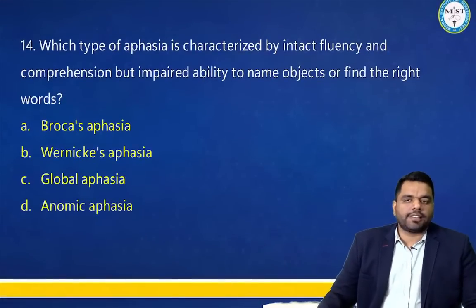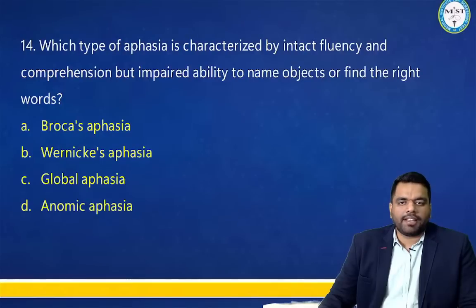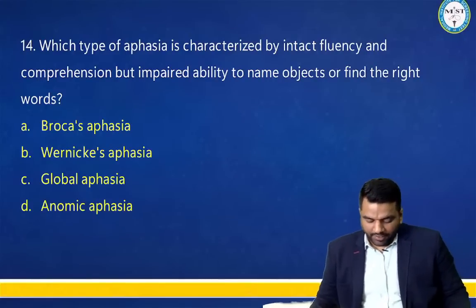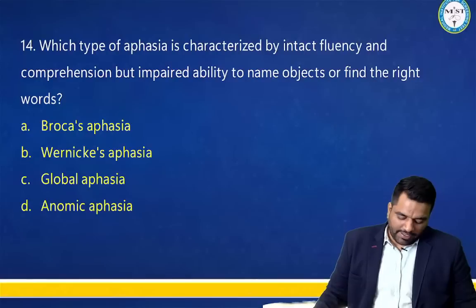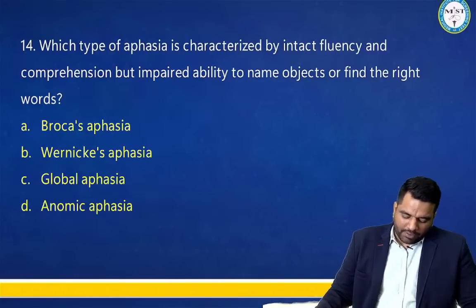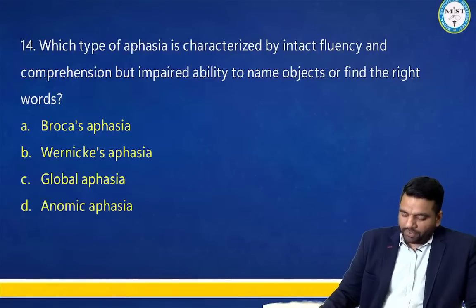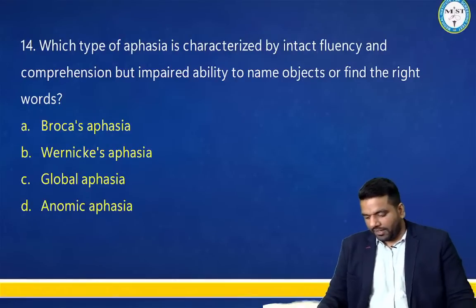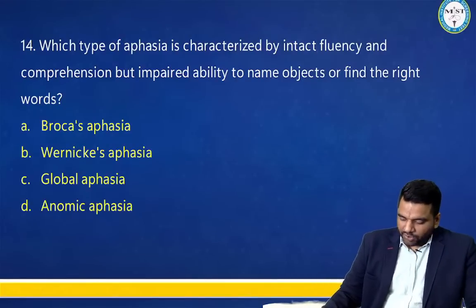Now the next question is: which type of aphasia is characterized by intact fluency and comprehension but impaired ability to name objects or find the right words? Please answer question number 14. Option A is Broca's aphasia. B is Wernicke's aphasia. C is global aphasia, and D is anomic aphasia. Yes, guys, please answer question number 14.